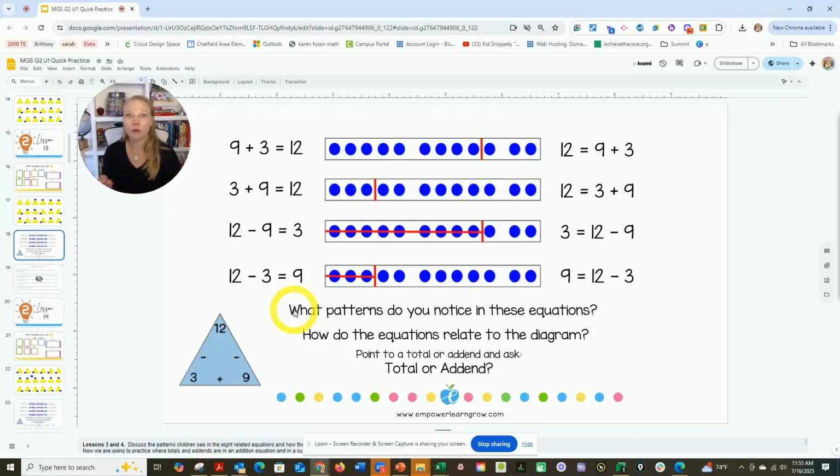They're like, I noticed they all have 12 as a total. They all have 9 as a partner. They have a 3 as a partner. Okay, they're all the same numbers. They're just, this one has totals first. This one has totals last. Okay, so we elicit all that information quickly.